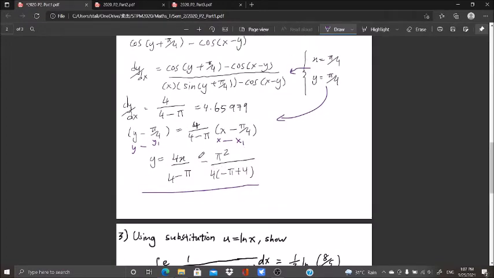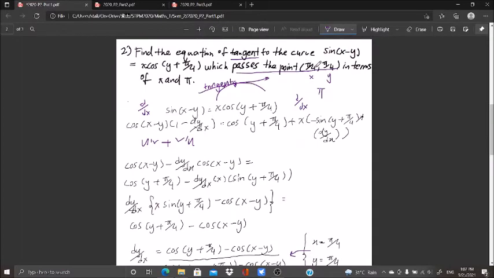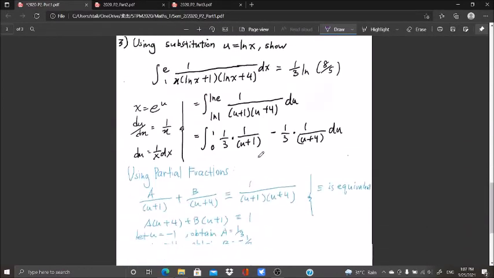Why do I say this one is a particular solution? Because this solution is valid when this line crosses through this point. So that is what we call the particular solution.